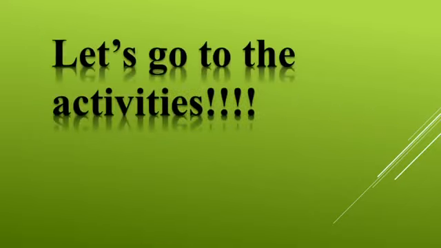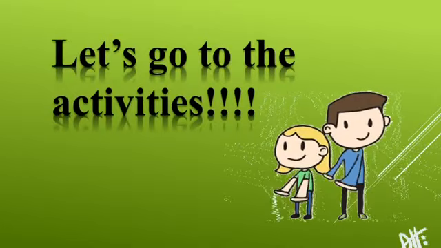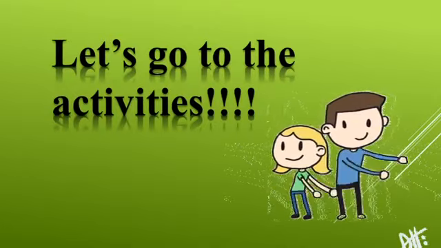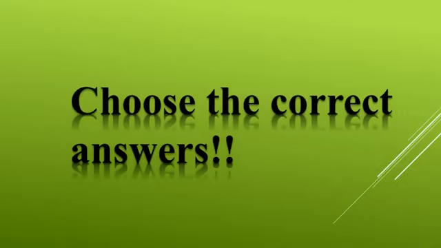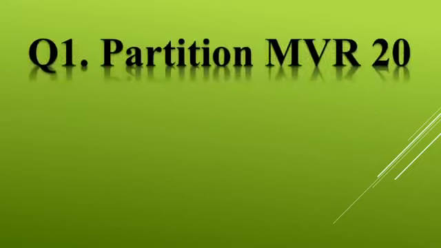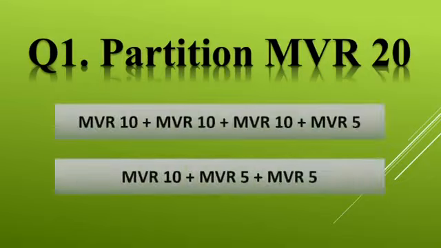So students, let's go to the activities. Are you excited? Let's have fun with me. In these activities, what you have to do is choose the correct answers only, okay? So students, this is your first question. Partition 20 rupiah. You have to choose the correct answer from here. So the correct answer is the first one or the second one.